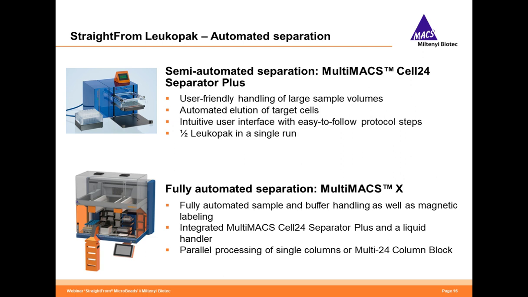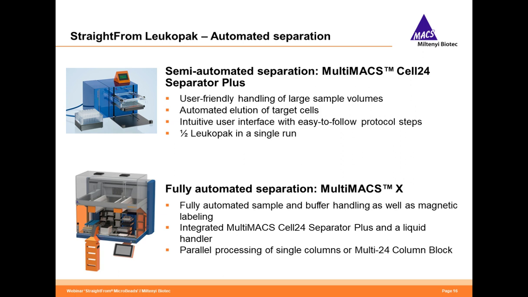So for sure, for the Leukopak separation, you would need the Multimax Cell 24 separator plus. This is a really great device when you're working with larger volumes or multiple samples, as we mostly do here. And in combination with the multi-24 column block, the user-friendly handling of large volumes is extremely comfortable, and the elution takes place with an automated vacuum station here.